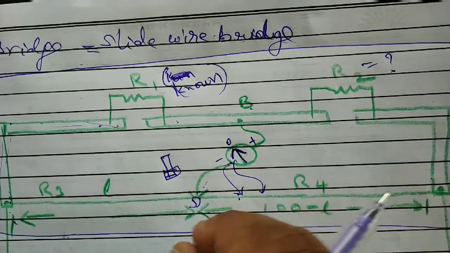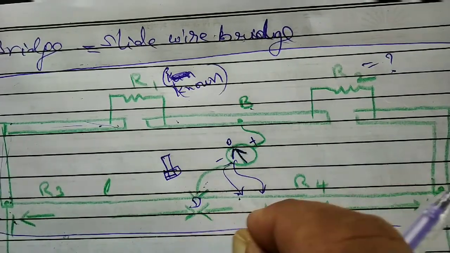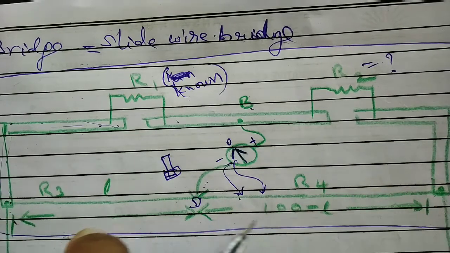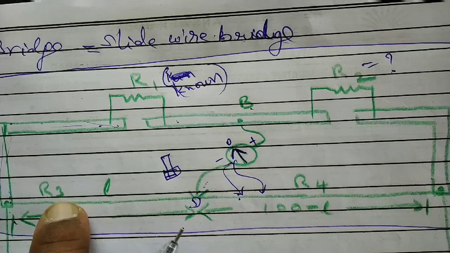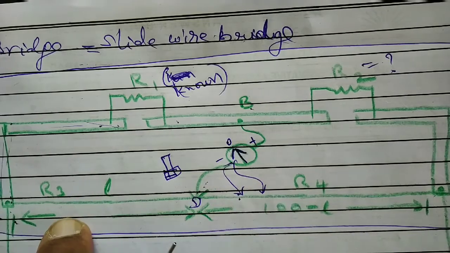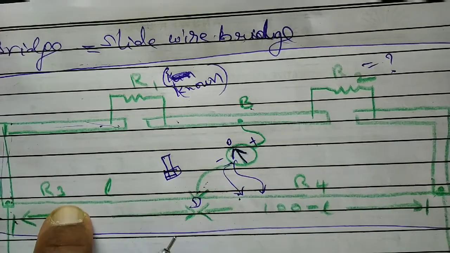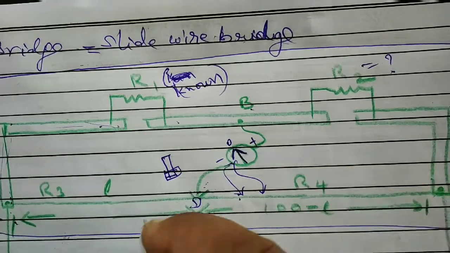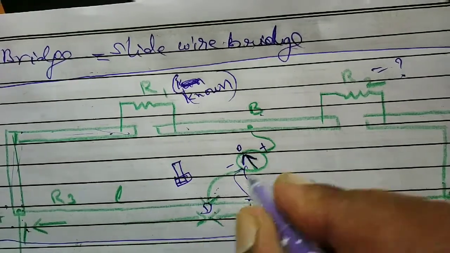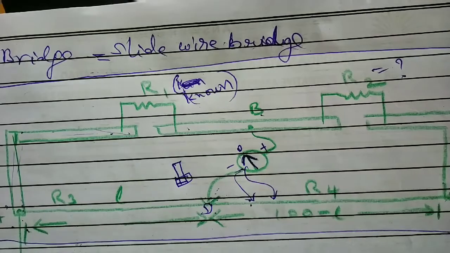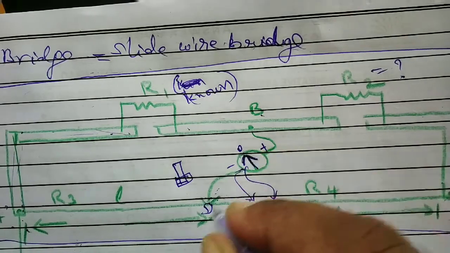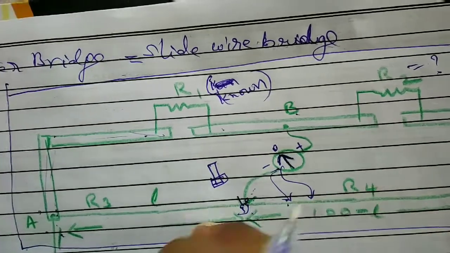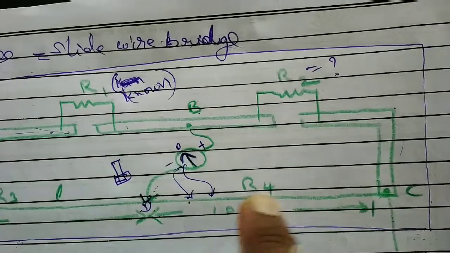Means by sliding the jockey over the wire A to C, either towards right or towards left, we are changing resistances R3 and R4. If R3 increases, R4 decreases. If R3 decreases, then R4 increases. In that way, we are able to change the R3 and R4 values. We will search for a suitable point D where the galvanometer should indicate zero reading. At which point it happens, at that point we have to fix the jockey. After fixing that, this is called R3, this length will become R4.